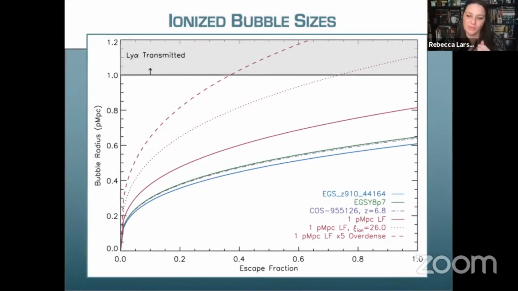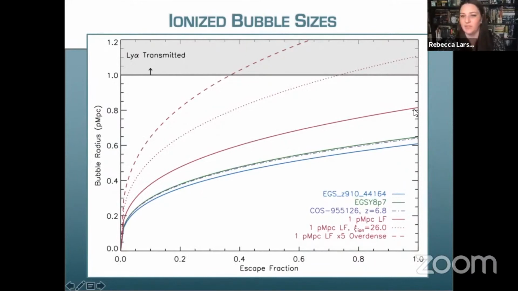So we incorporated a luminosity function of all of the galaxies we'd expect that we wouldn't be detecting that would be in this megaparsec bubble size. And if we add up all of the flux from all of those, we still aren't getting enough ionizing radiation to produce a bubble, even with 100% escape fraction, large enough that we would detect the detection that we have.